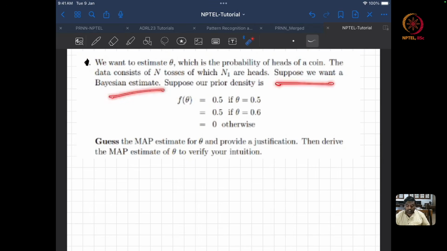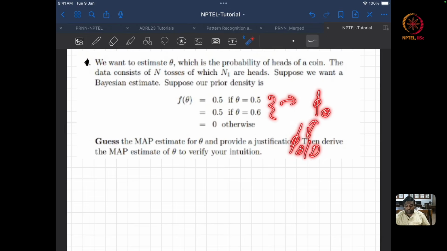Suppose we want a Bayesian estimate. Suppose the prior is 0.5 if theta takes the value 0.5, 0.5 if theta takes the value 0.6, and 0 otherwise. Now this is your prior distribution. Now you have to take a conjugate prior, because of which your prior p(theta) and p(theta given D) both of them should be of the similar form.